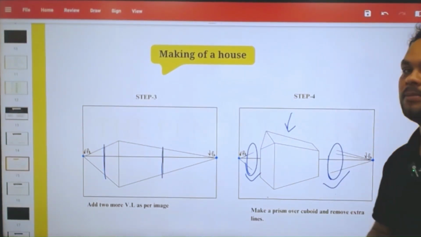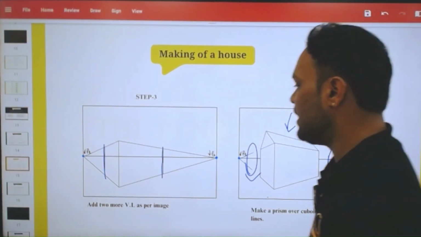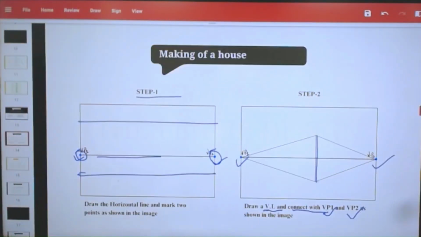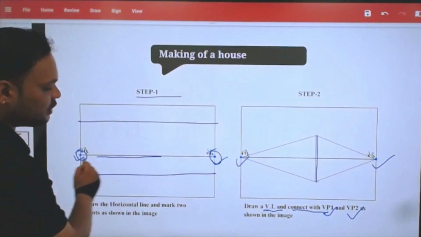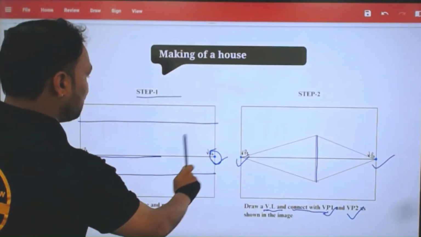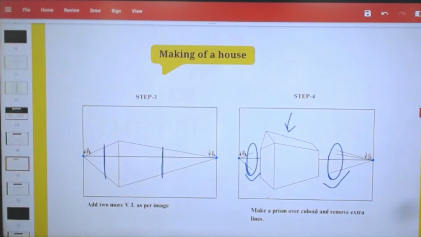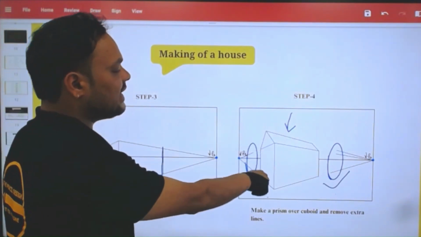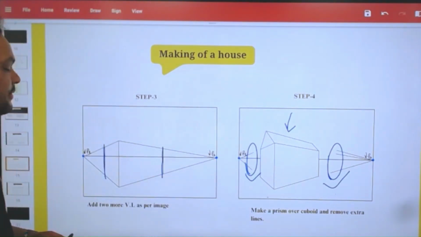Very simple. Basic के लिए बहुत अच्छा example है ये. So you will get your house. So what we did, we started with the horizontal line, making 2 vanishing points, and step 1, step 2, step 3 में cuboid बनाया, and step 4 में we converted that into a house, right?